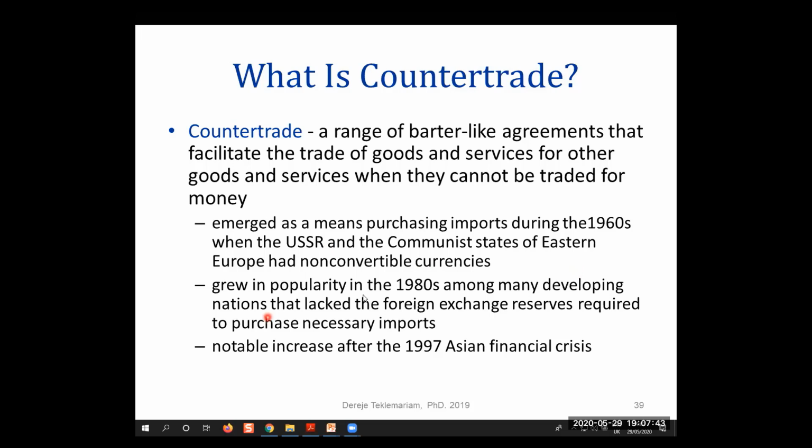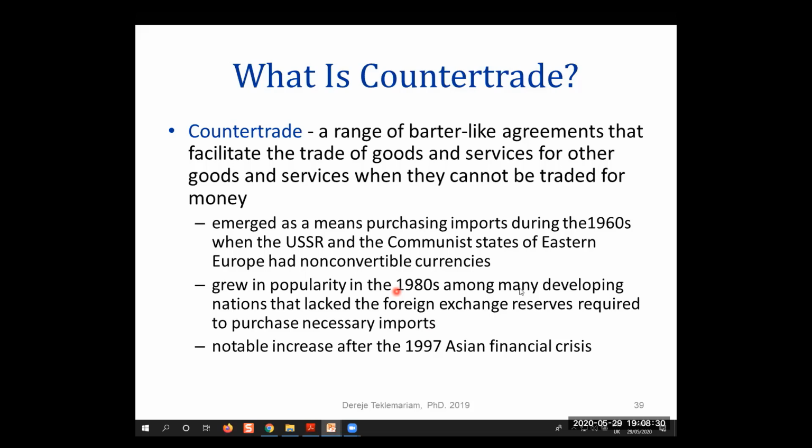And then it really grew popular in the 1980s, especially among many developing nations that lack foreign exchange reserves. Since they don't have foreign exchange reserves, they may not be able to fund their imports, so rather they work for counter trade. It also saw a notable and remarkable increase, especially in 1997, following the Asian financial crisis. So counter trade is a very good, emerging and important concept that countries with national reserve deficits can implement.